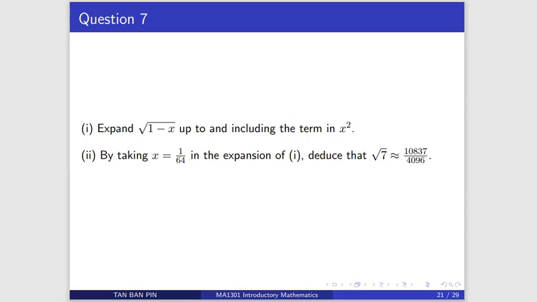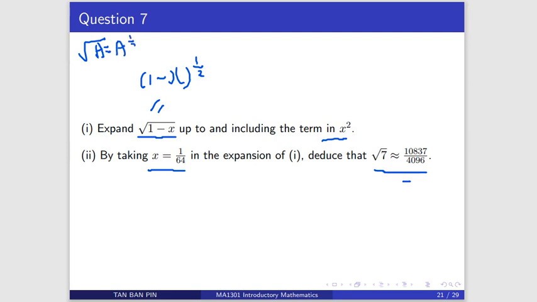In this question, you are supposed to expand square root 1 minus x until the x squared term, and then you are asked to sub x as 1 over 64 to deduce that square root of 7 is given by this fraction. The first thing to do is to observe that this can be written as (1 minus x) power half, because square root of a is actually a power half.